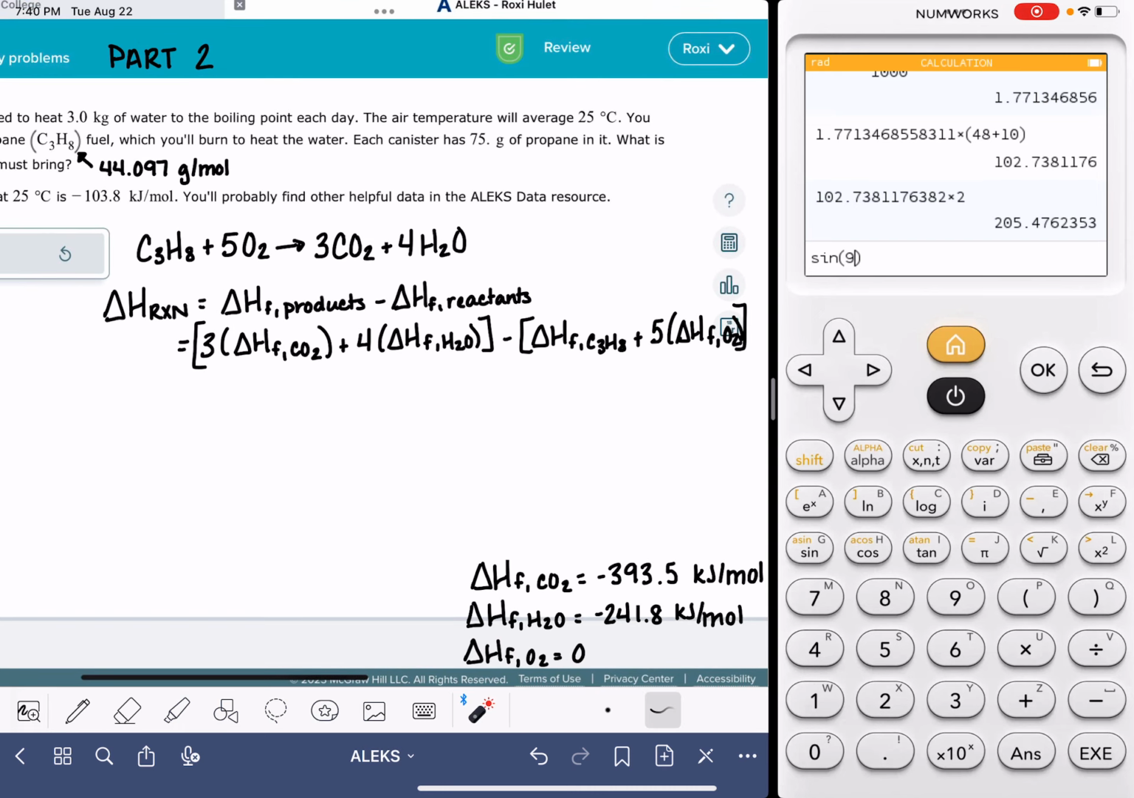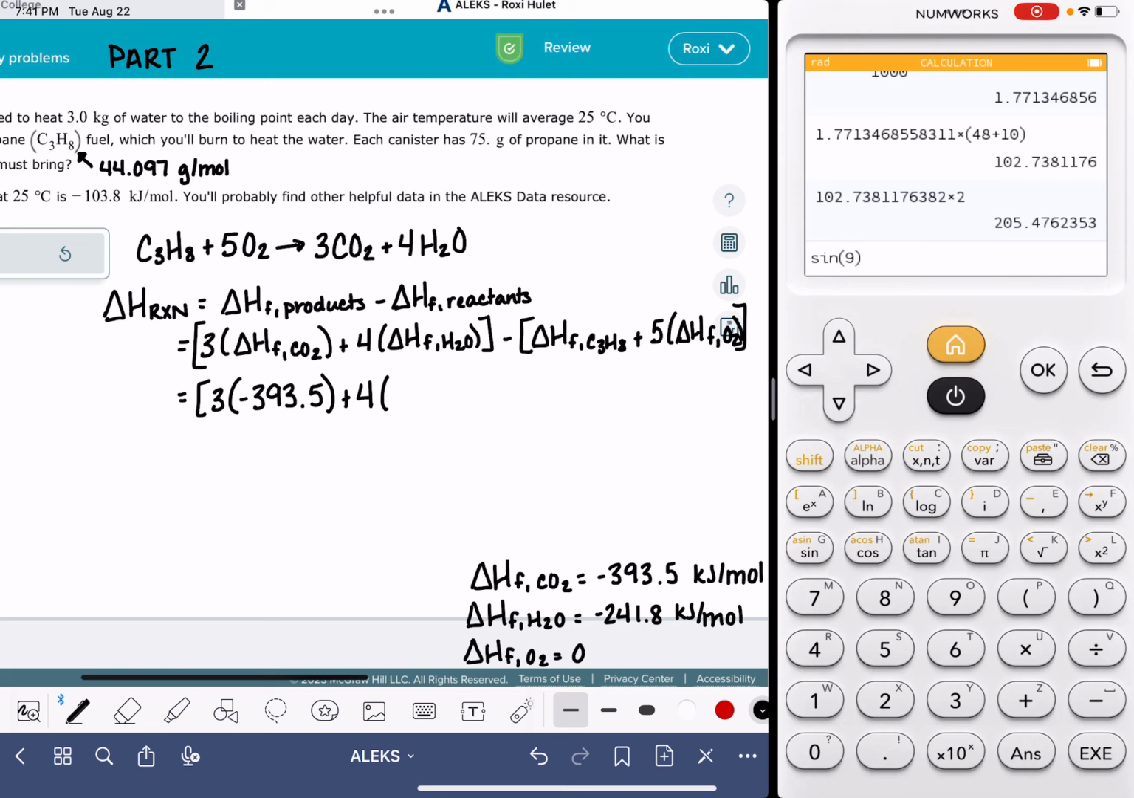And now we can go ahead and plug in the numbers for all of these enthalpy of formation values. So we've got 3 times the enthalpy of formation of CO2, which is one of the numbers that I looked up in ALEKS's data tab. That's negative 393.5. I'm going to leave the units off just to save space, but we've got the units right here to remind us what they are.